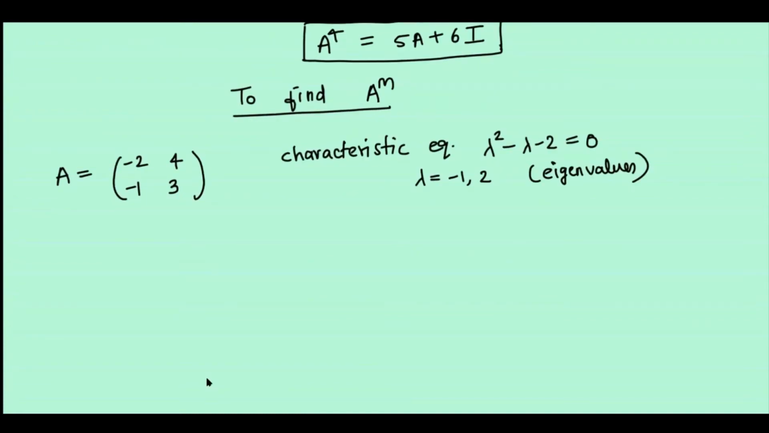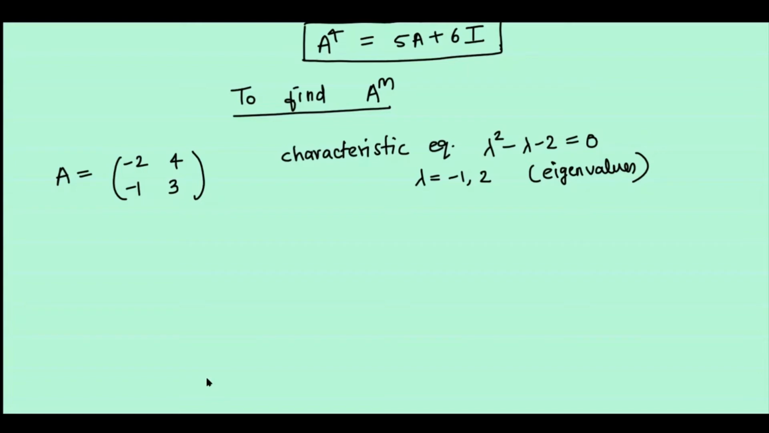Now to find A raised to m. So now we will derive a general formula for A raised to m. If you give any positive integer value to m, we can compute A raised to m. So we have the matrix A equal to [-2, 4; -1, 3].